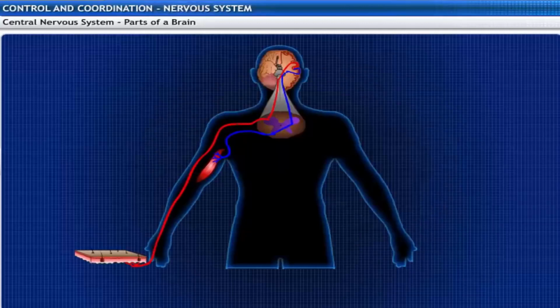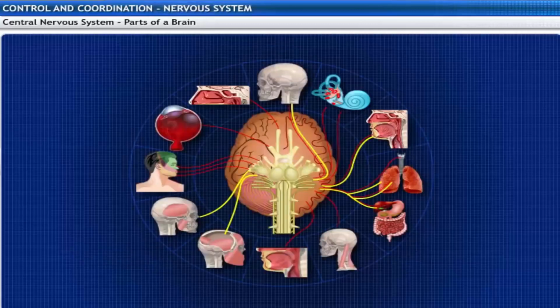The central nervous system communicates with the muscles or glands in the body in two ways. The first is by reflex action. The second is by the action of the brain that allows us to think and take actions based on our thinking.